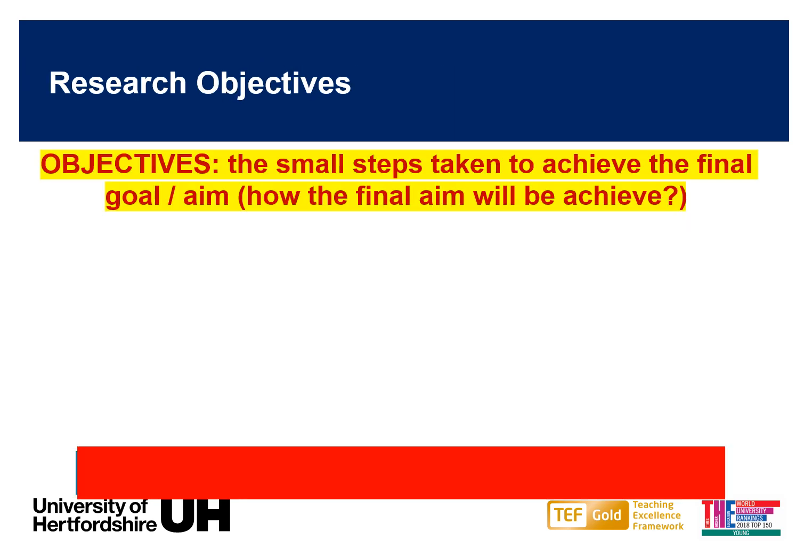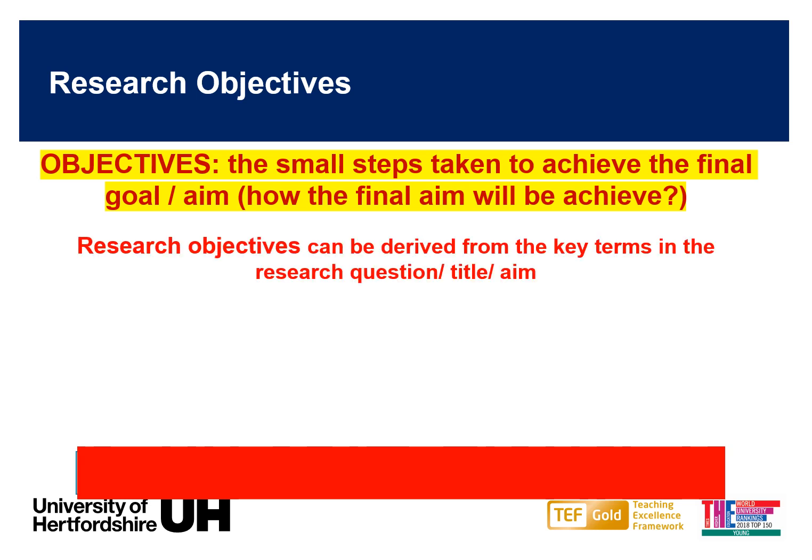As explained, objectives are the small steps that are taken to achieve the final aim or goal. So it explains how the final aim will be achieved. We know how the aim is generated by converting it from the research title or research question. The way we derive or formulate research objectives is still from the main research question, title or aim. So it can be derived from the key terms in the main research topic.